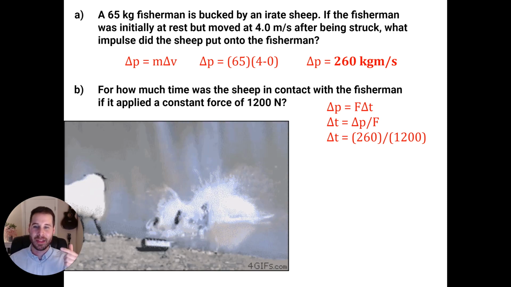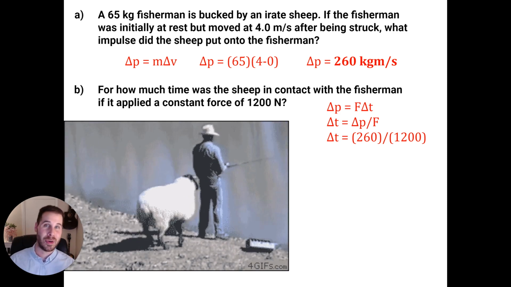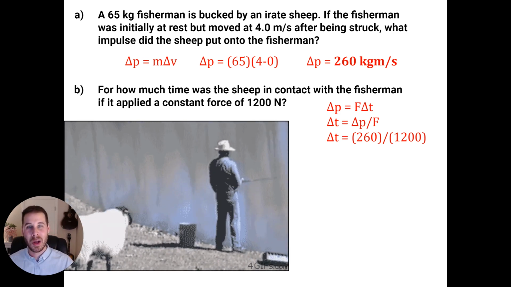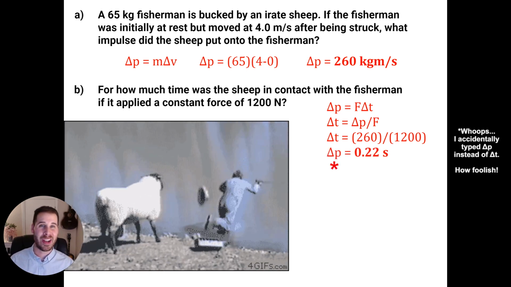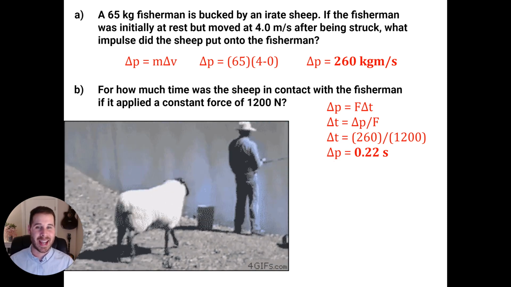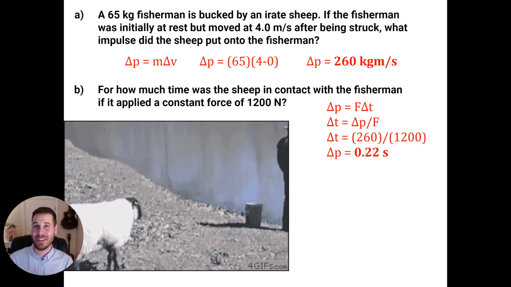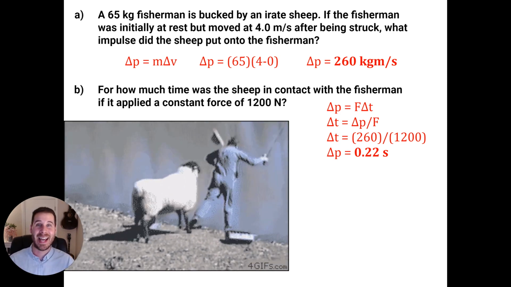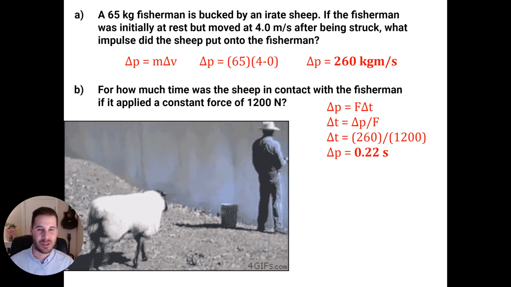Now my final answer is going to come from these two numbers. The time that the sheep was in contact with the man was 260 units of momentum divided by 1,200 units of force. Putting those numbers together, we get an answer of 0.22 seconds, just a fraction of a second. That's a realistic answer because when things collide, usually they're not touching for a year or even 5 seconds. Usually they collide for less than 1 second, one at most. So 0.22 is a realistic answer.